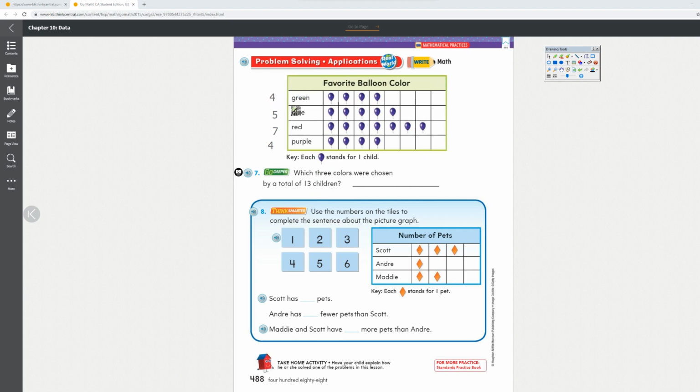So let's start by adding green and blue. So 4 plus 5, we get 9. So which of these 2 plus 9 would give us 13? I think purple, because 4 plus 9 would give us 13. So those are the 3 colors we can use. We can use green, blue, and purple.